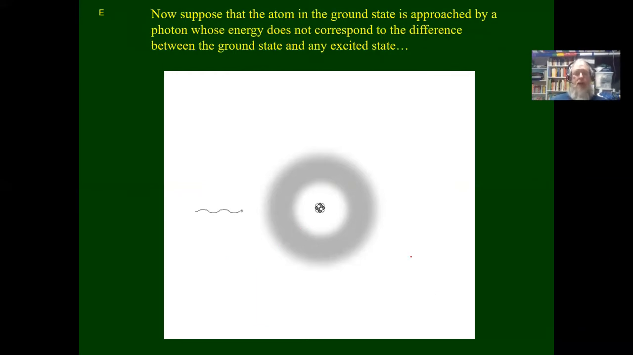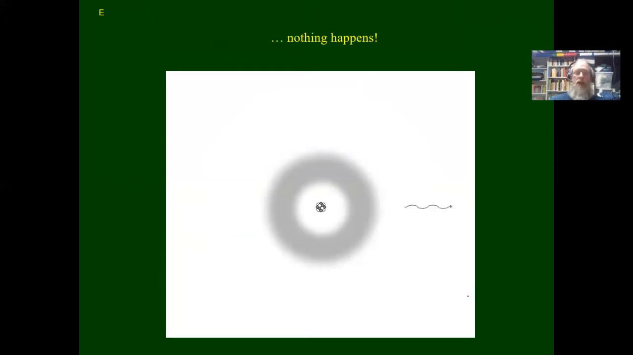All right, now we've got another photon headed to our atom, but this one has a different energy. And remember, energy and wavelength are correlated, so that's why I made this wavy squiggle a different wavelength. Let's say the energy of this photon does not correspond to the difference in energy between the ground state of the atom and any of its excited states. What happens in this case? Nothing. The atom stays in the ground state, the photon is not absorbed and is free to keep moving on its way.